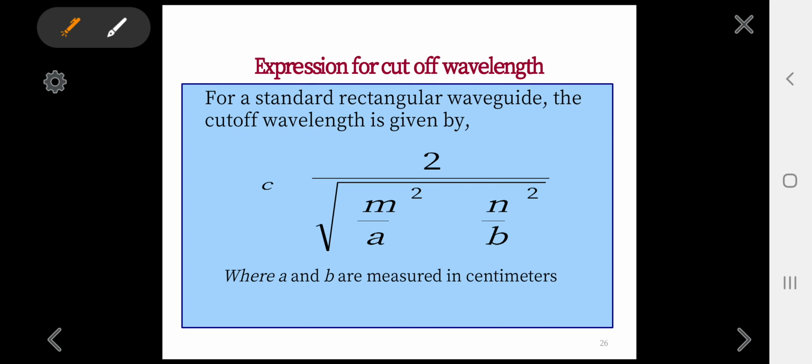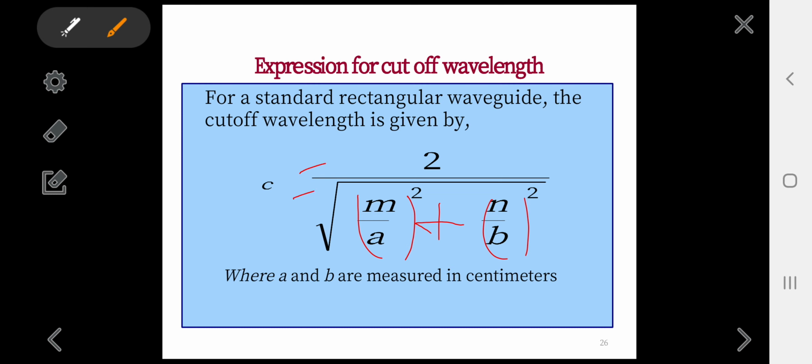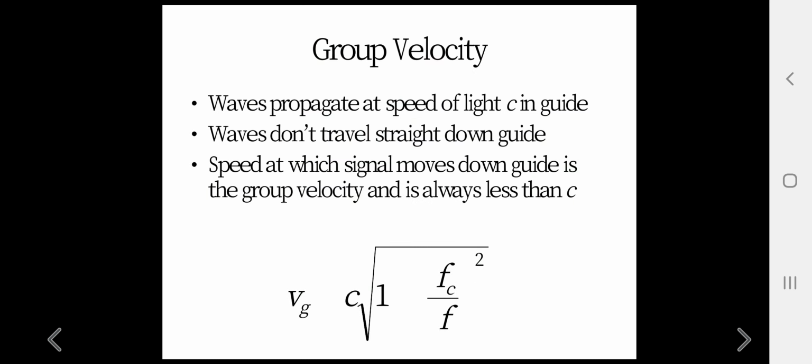Now you can see the expression for cutoff wavelength for a standard rectangular waveguide. The cutoff wavelength is given by lambda c equal to 2 upon the square root of (m upon a) whole square plus (n upon b) whole square. Actually, one plus sign was just missed here. This is the overall equation. c is the velocity of light, where a and b are measured in centimeters or meters. Now come to the group velocity.